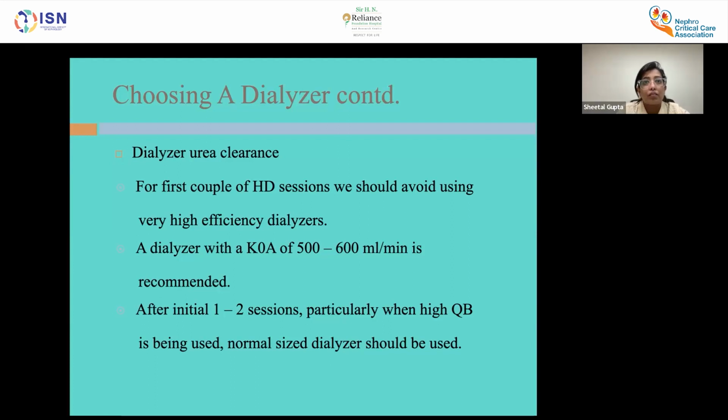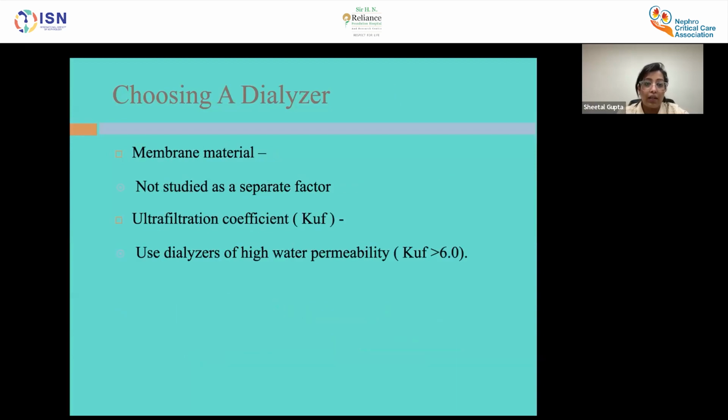And what about the dialyzer material? Yes, the membrane material. In the Cochrane review report, they have suggested there are no firm conclusions that could be drawn on the benefits of any one group of modern dialysis membranes over another for acute or chronic dialysis. The best dialyzer to select for acute dialysis remains unclear. There are no recommendations. I would ask Shatarupa, any comment on the dialyzer material?